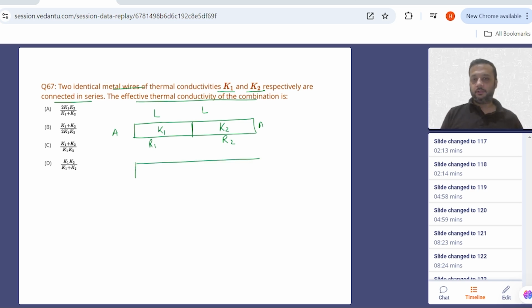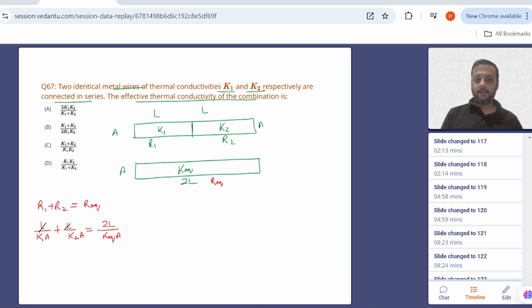Now if we talk about the equivalent resistance, then it will have the identical dimensions of the whole slab. So we can say that it will have the area A and length 2L. Let us say the equivalent conductivity is K equivalent. We can say that R1 plus R2 is equal to R equivalent, where R equivalent is the resistance of this. Now R1 can be written as L by K1 A, plus R2 can be written as L by K2 A. That will be R equivalent, which is 2L by K equivalent into A.